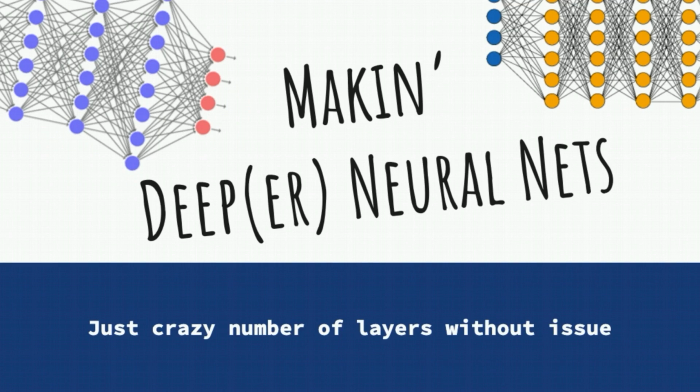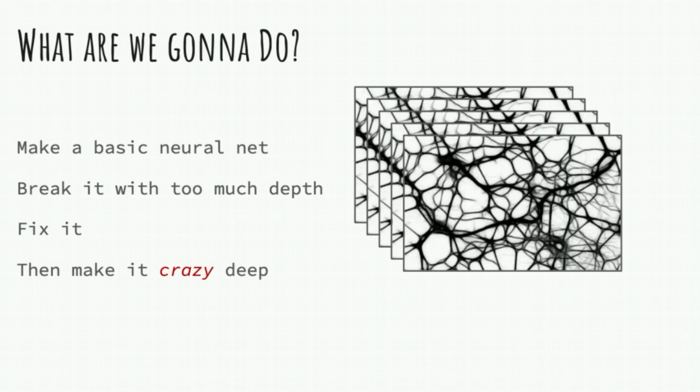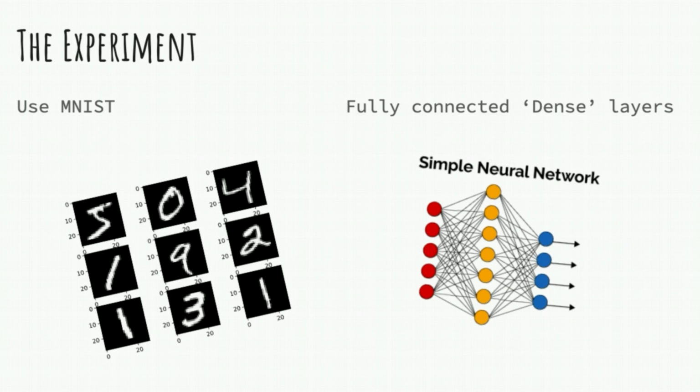Making deeper neural nets. Yeah, let's do it. Let's make some basic neural nets and then just stack them deep until that breaks. We'll take a look at how to fix that, and then we'll make a crazy deep neural net. We're going to use MNIST for our experimentation.